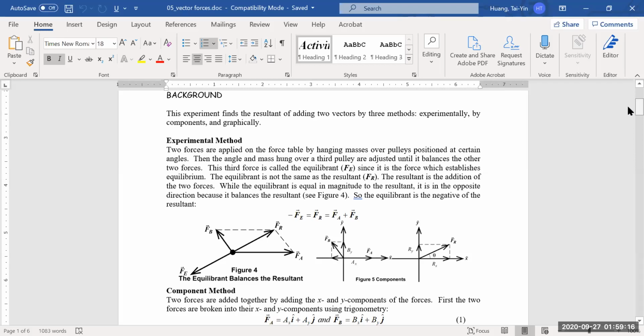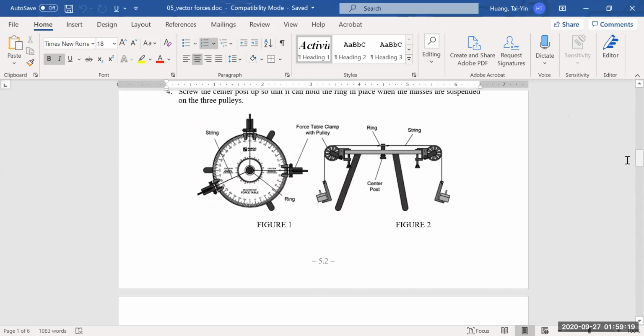And so the setup is like this. You have what we call the force table, and you have three pulleys, and those three pulleys have threads tied to a ring. When you have the setup, make sure that from the side view, the thread should be parallel to the tabletop. You're going to provide forces in the thread. We'll put mass on the mass holder. So the mass plus the mass of the holder will provide the tension in the string, and that tension will be the force.